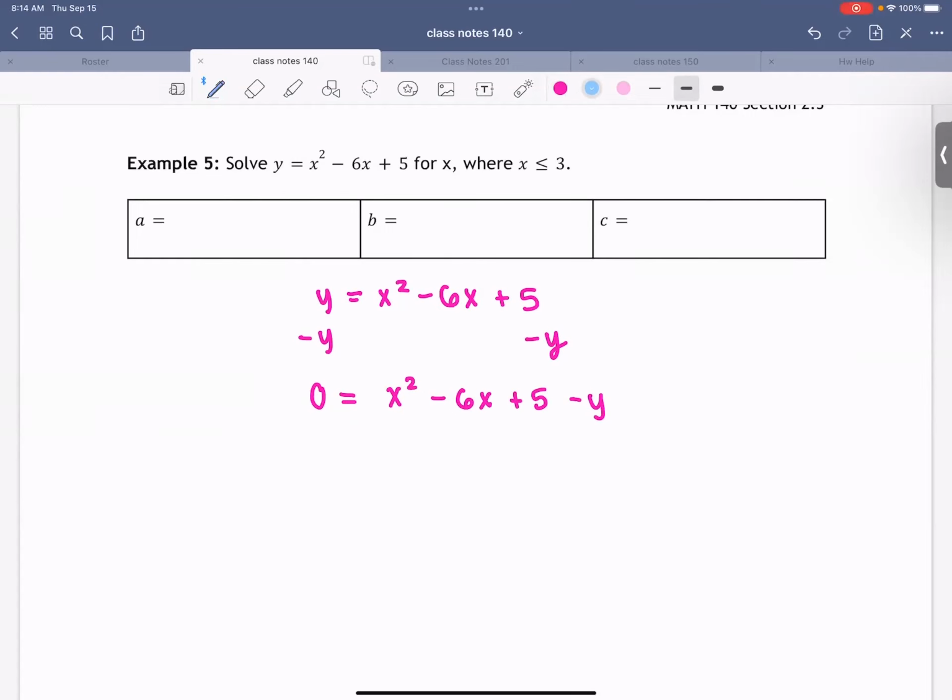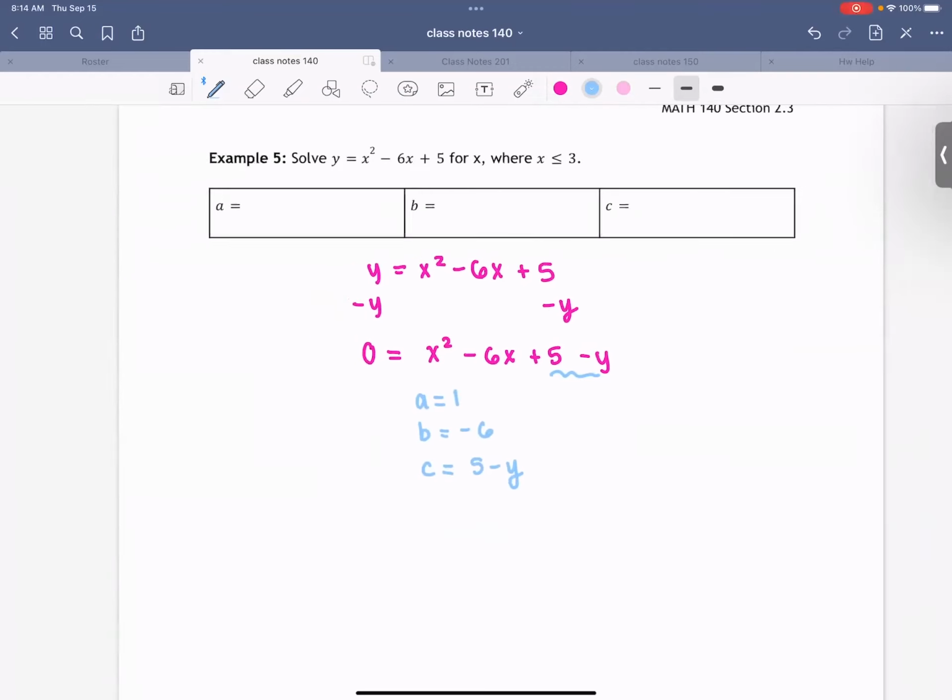What's A here? 1, good. What's B? What's C? 5. Anything else? 5 minus y, right? Y is a variable, but if I plugged in a number like 1 or 2 or 3, it would be 5 minus 1, 5 minus 2, or 5 minus 3. 5 minus y in itself is a number, right? So my C is actually 5 minus y here, okay?